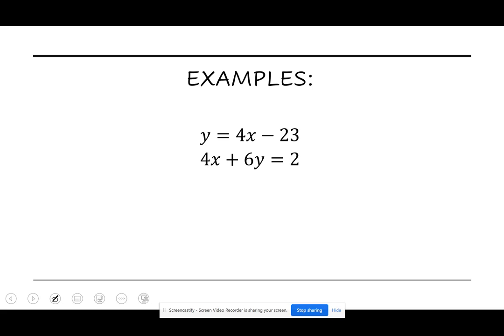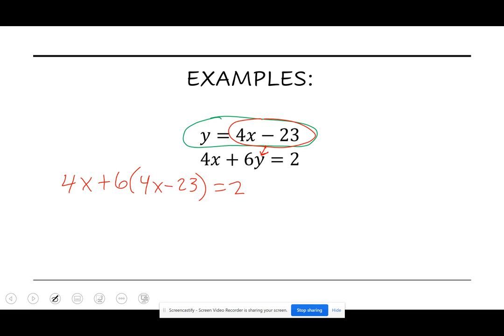Now sometimes you might not have them where they both equal y, but in this case, one of them is set equal, that y is by itself. So I know y equals 4x minus 23. So in this equation, I'm going to replace y with 4x minus 23. So we have 4x plus 6 times y. So instead of y, we have 6 times 4x minus 23 equals 2.